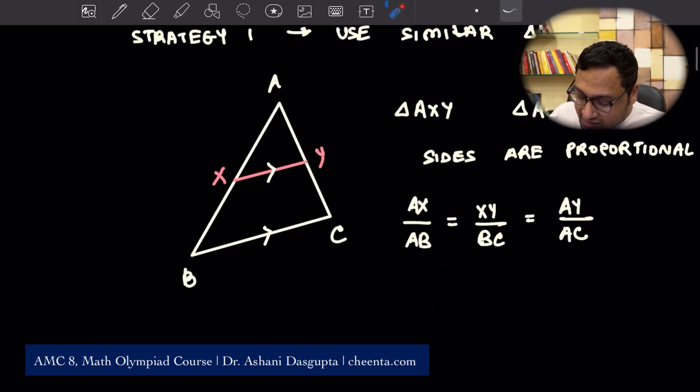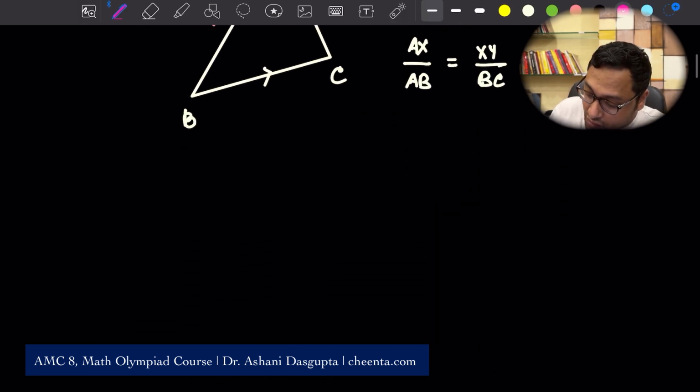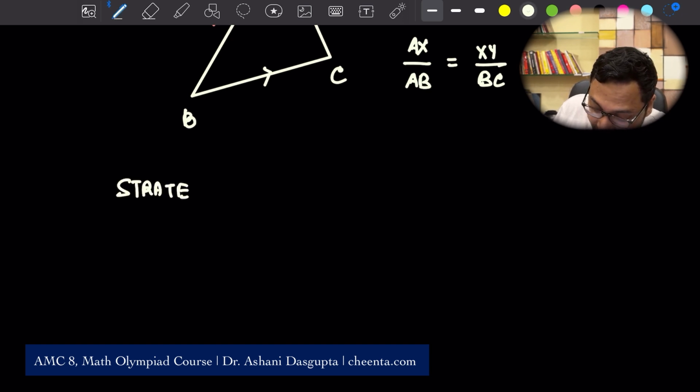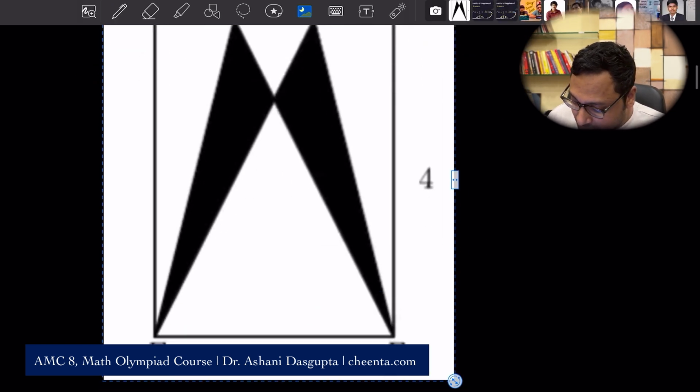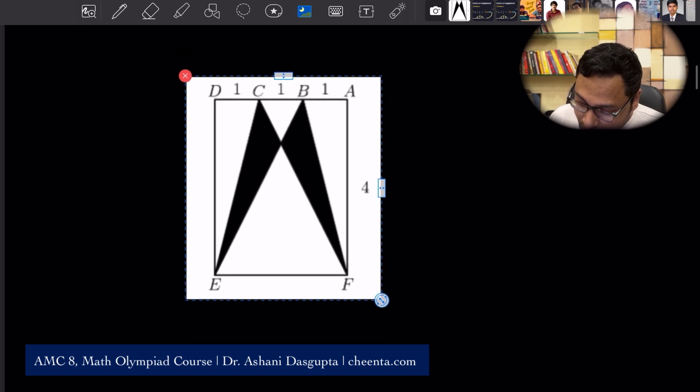I'll give you a strategy 2 of solving this same problem. And there is a lot to learn in this second strategy, though it is not the right way to do this problem. But sometimes you can take the wrong way, or rather the boring way to do a problem, to learn a lot of mathematics. So let's try that. So you have this picture one more time. Let's make it a little bit smaller.